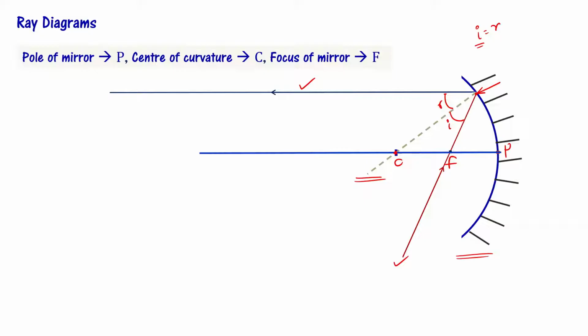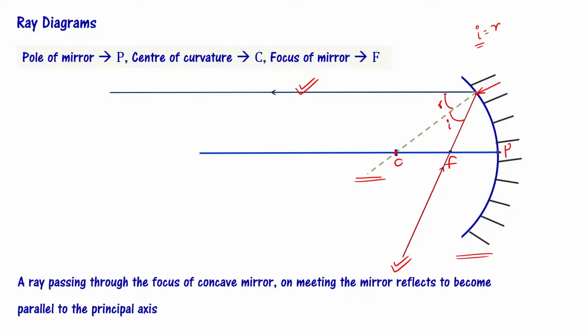మీరు చూడండి, when the incident ray is passing through the focus, the reflected ray is parallel to the principal axis. Please note this. Ray passing through the focus of concave mirror, on meeting the mirror, it is going to reflect to become parallel to the principal axis. Please note this. Okay, in case incident ray anedi, if it passes through the focus, the reflected ray is going to be parallel to the principal axis, right?